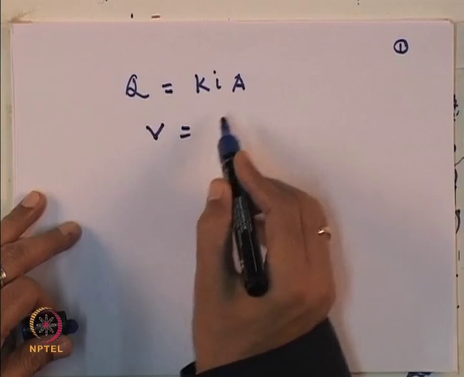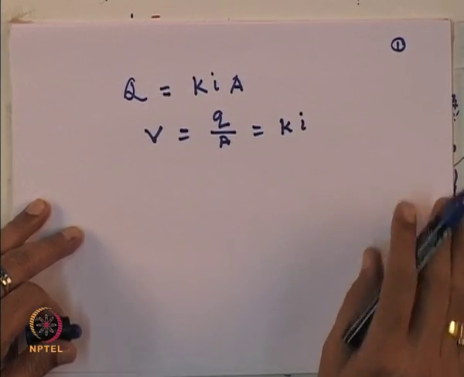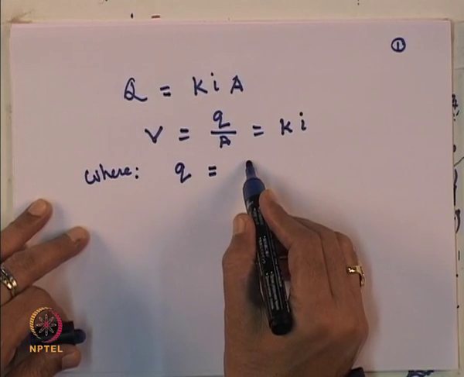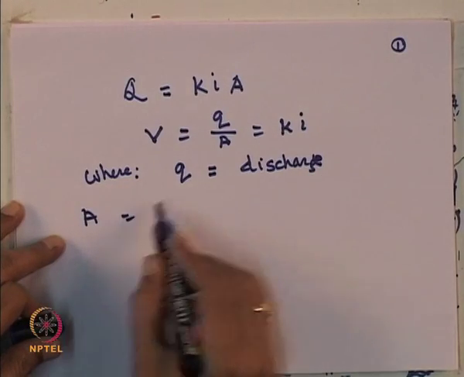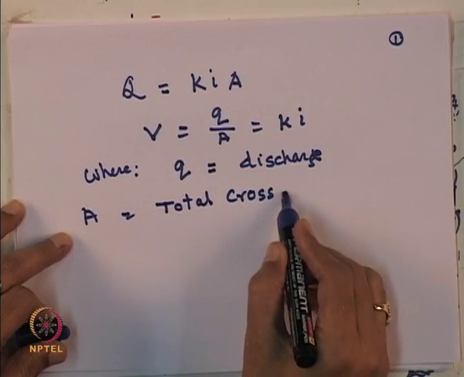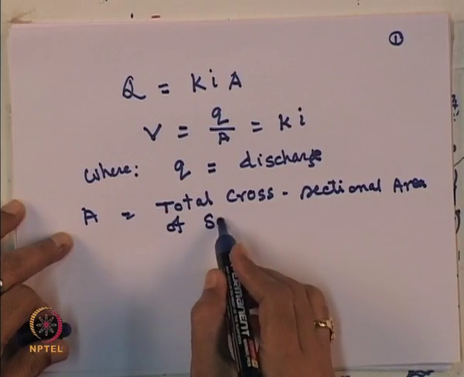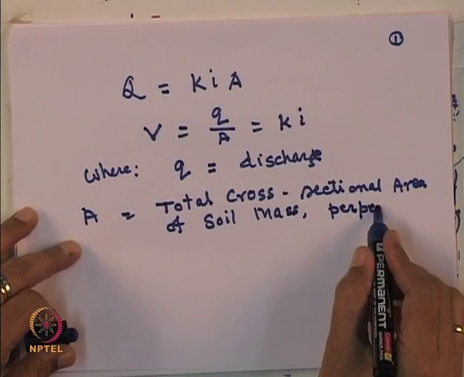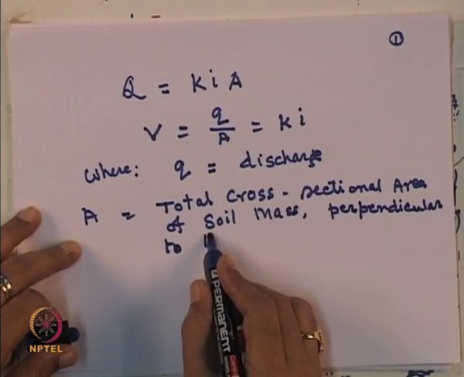Again, V is equal to Q by A, that is K into I. Now, here this small q is the discharge, and A is the total cross sectional area of soil mass, perpendicular to the direction of flow.